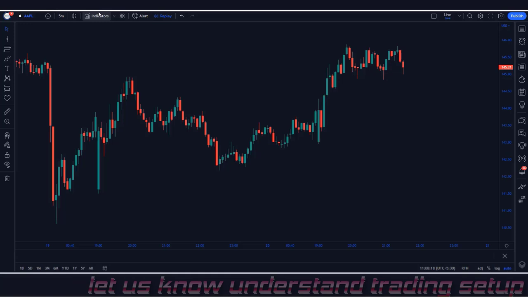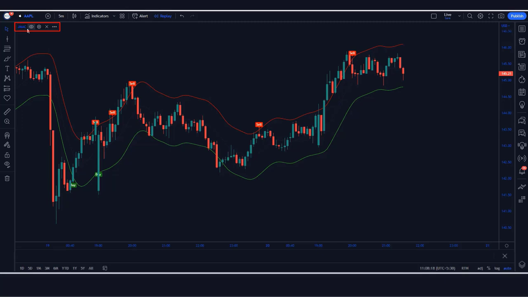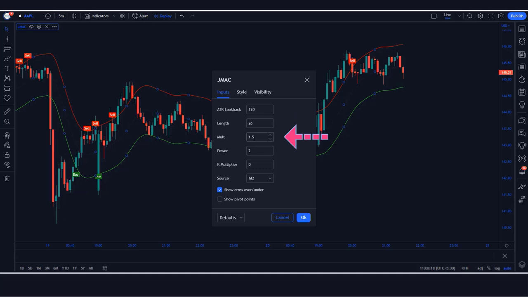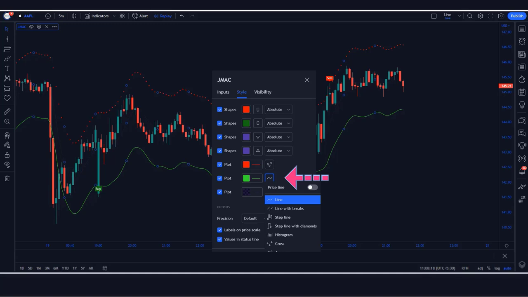First of all, we will search Jurek Zones in the search box of TradingView. After that, we have to click on the Jurek Zones option, in which we have to change some settings. We have to replace length 26 instead of 20. We have to replace multiply 2.5 instead of 1.5. We have to replace power 4 instead of 2. We have to change the plot green and red option to circle instead of line.